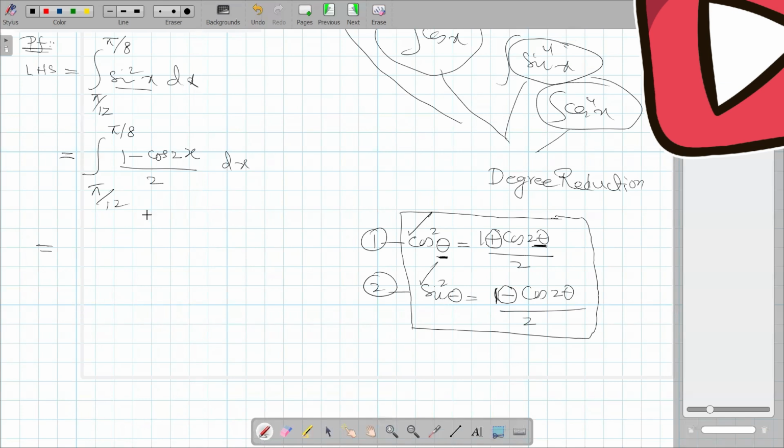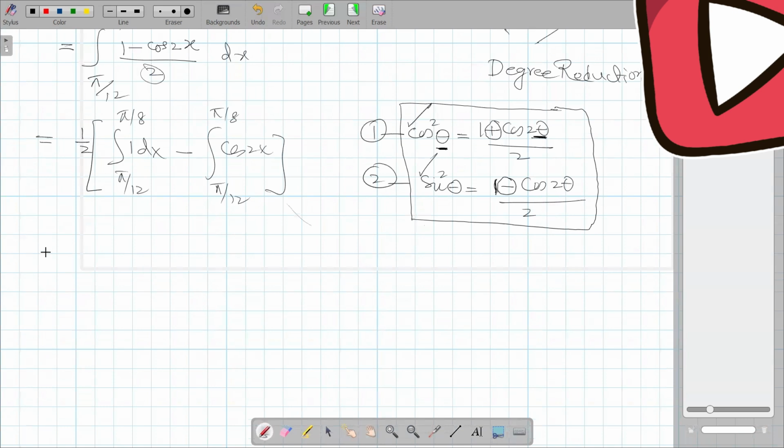Now, degree has been reduced and we can easily integrate the two terms separately. So you can take 1 over 2 outside. This 2 can be taken outside. And integration of 1, take it separately, and integration of cos 2x. Limits are same in both the integrals, pi by 12 to pi by 8. Okay, let's move ahead.